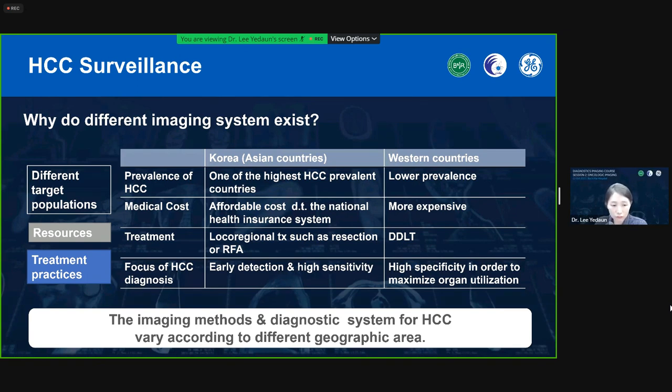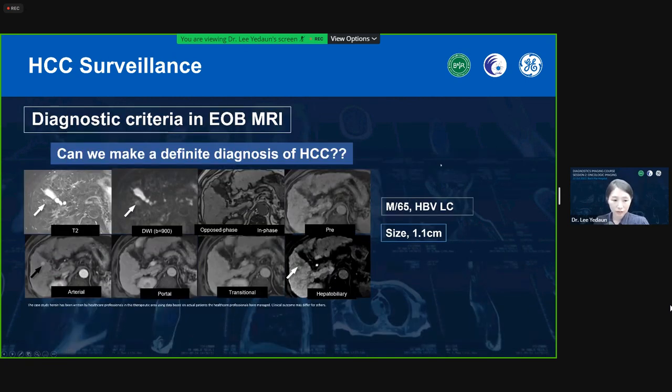The mainstay of treatment for HCC in Korea is hepatic resection or RF ablation rather than deceased donor transplantation in Western countries. Thus, sensitive diagnosis for HCC is more important than specific diagnosis, which is quite different from the Western world. Hence, the imaging method and diagnostic system for HCC vary according to different geographic area. So let's take a close look at specific differences in diagnosis criteria for HCC across the guidelines.